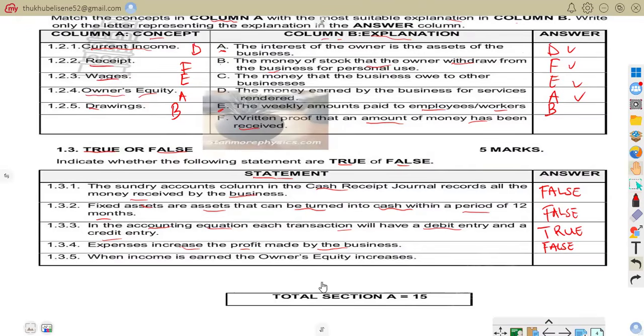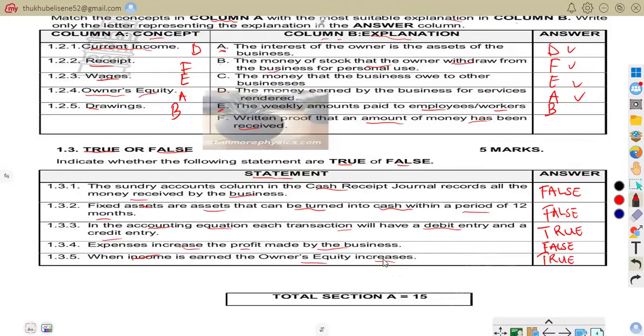So now let us be on 1.35: when income is earned, the owner's equity increases. That is true. So we are going to write true. The explanation: income increases the value of the business and therefore increases owner's equity. So that is that.